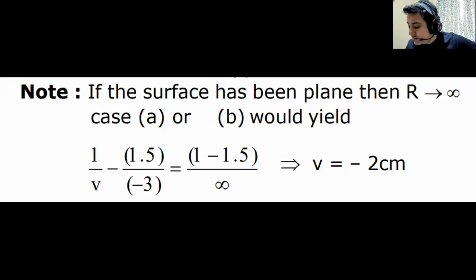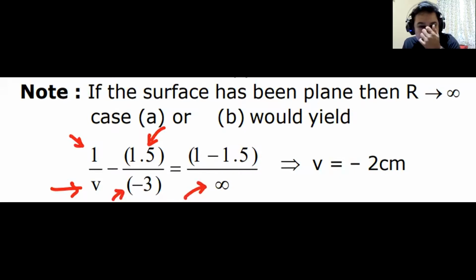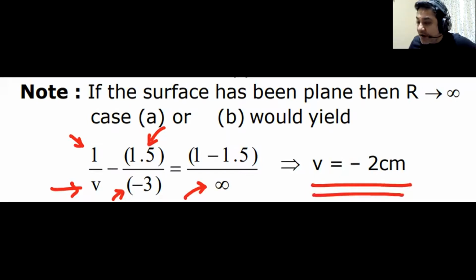What happens if the surface is plane? Same formula, mu1 by U. V is unknown. U is minus 3. Mu1 is 1.5. Mu2 is 1. Instead of radius of curvature, I'll put it at infinity. So basically, mu1 by U becomes equal to mu2 by V. V becomes my apparent depth. U becomes my real depth. And the answer that you have is minus 2 centimeters.